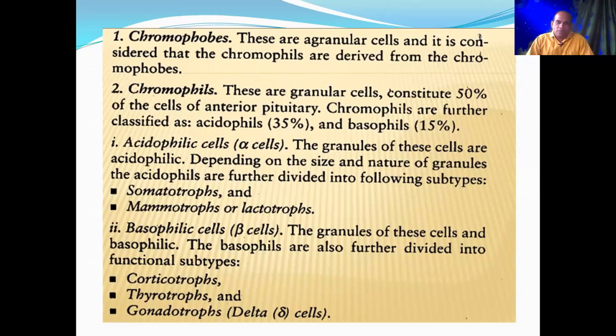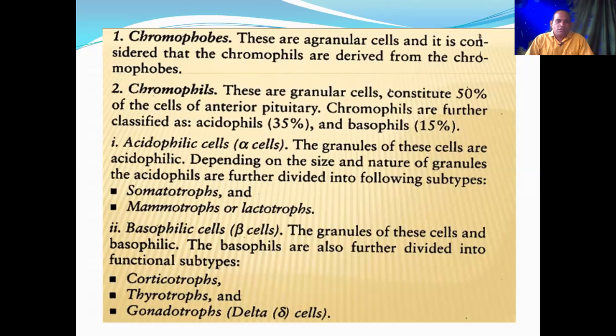Acidophils are also called alpha cells. The granules of these cells are acidophilic, depending on the size and the nature of the granules. The acidophils are further divided into the following subtypes: somatotrophs and mammotrophs or lactotrophs.